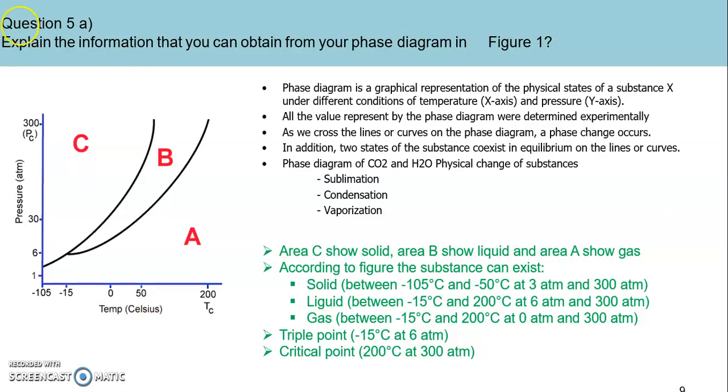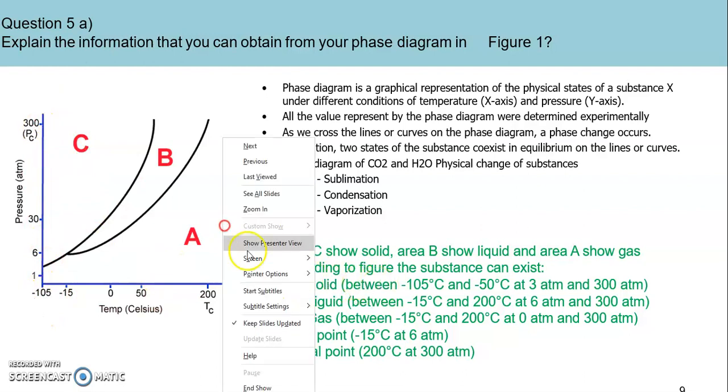So from our graph, we can say that area C is solid, area B shows liquid, and area A shows gas. So the substance can exist in three phases, which are solid, gas, and liquid. And according to the figure, the substance can exist as solid here, so we can see it on our graph.